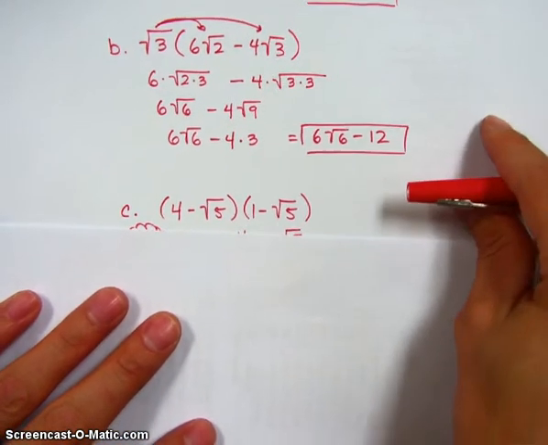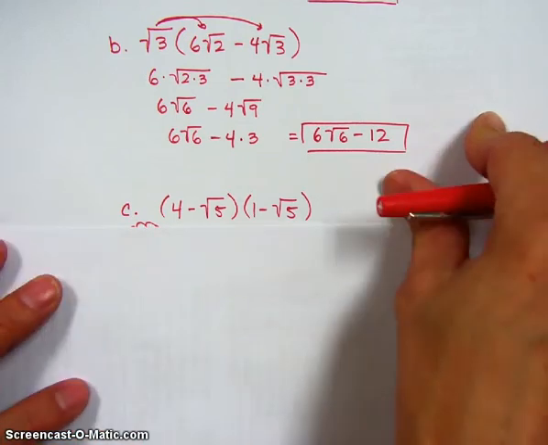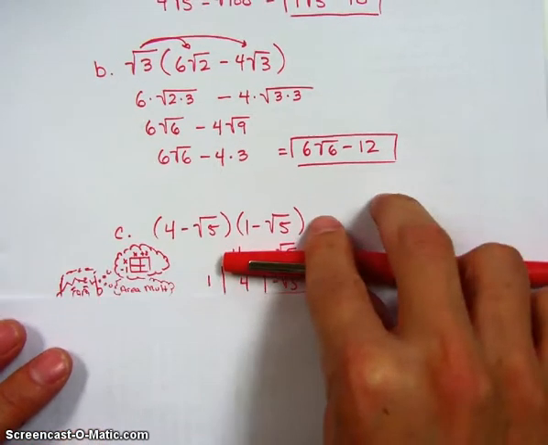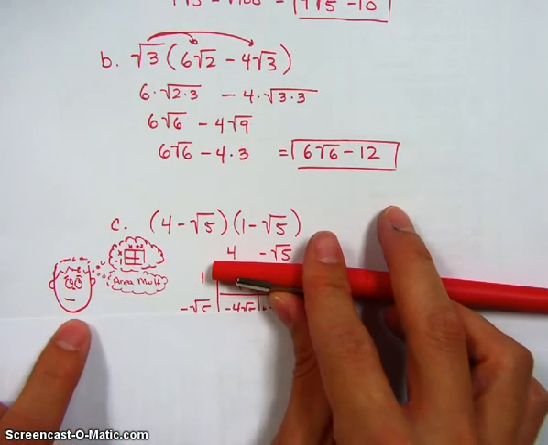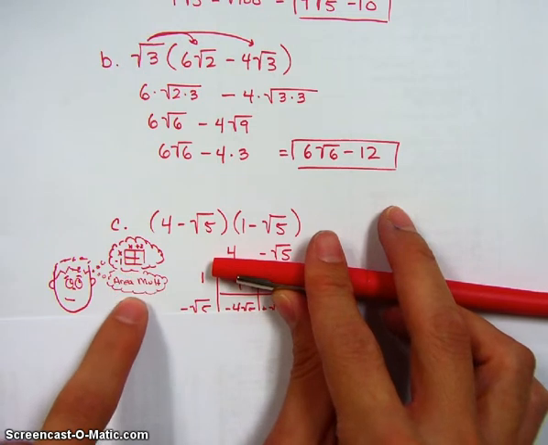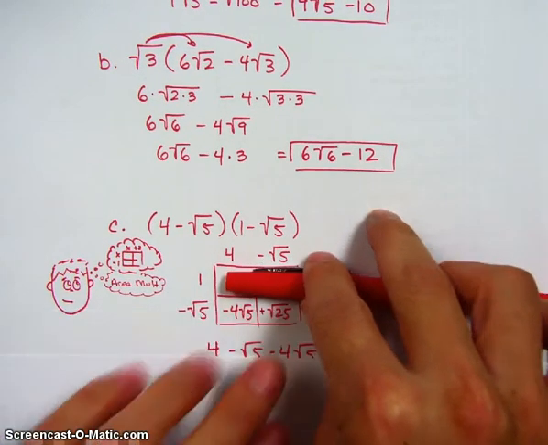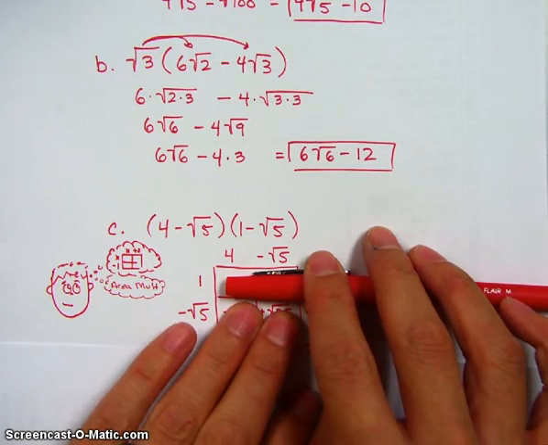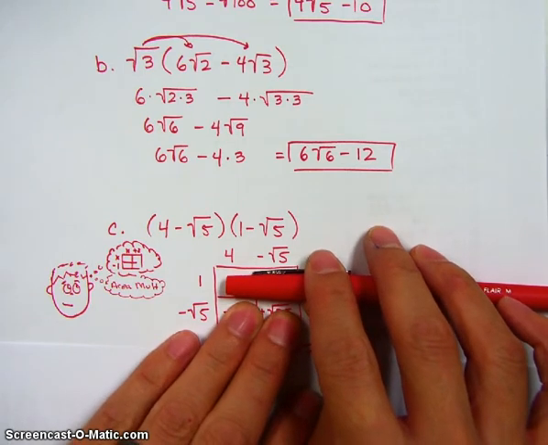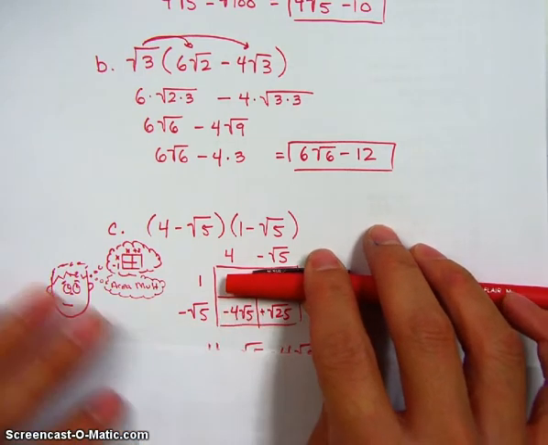Let's take a look at this one. Uh-oh, I've got 2 binomials and they have radical symbols in there. So if you're thinking anything like this person here, you're thinking, I remember something with binomials, area multiplication, right? So I go ahead and make myself a little 2 by 2 box right here. I put 4 minus rad 5 and 1 minus rad 5. And then I go start multiplying.